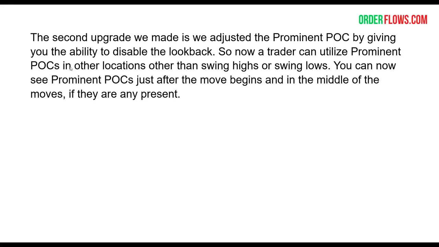What we noticed is a lot of times prominent point of controls would come in just after a swing high or swing low has been made. But since we had that one pretty rigid constraint that it had to be a swing high or swing low, it just wouldn't show, and as a result, those trades wouldn't be taken. So we had to make an adjustment to look for it anywhere. Let's take a look at a chart here.